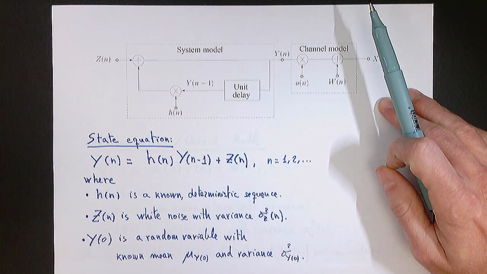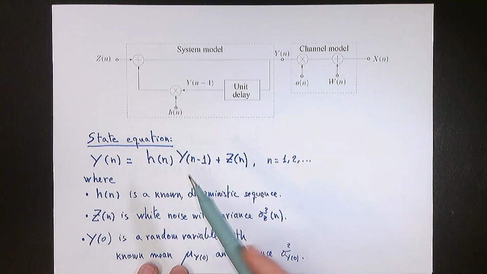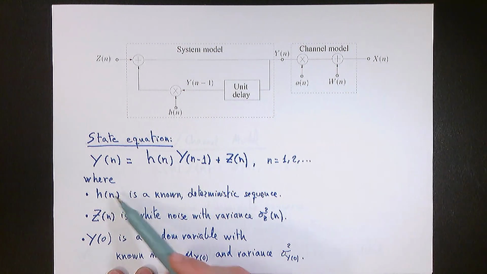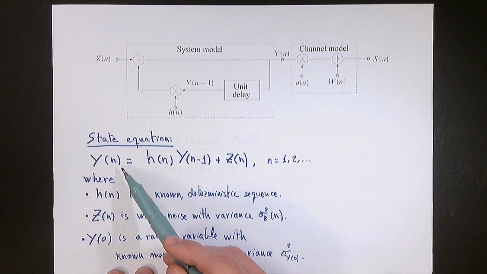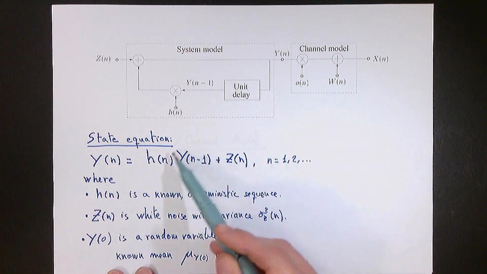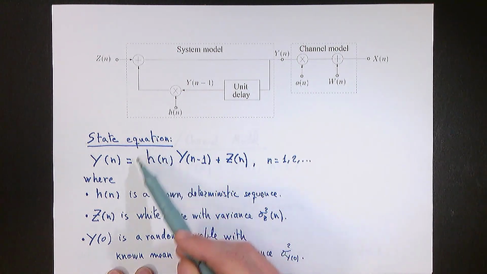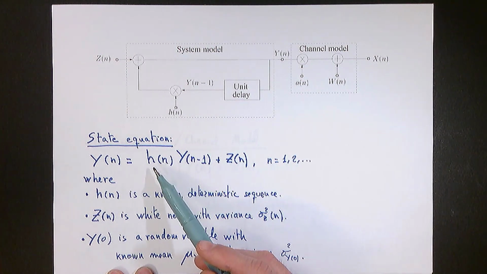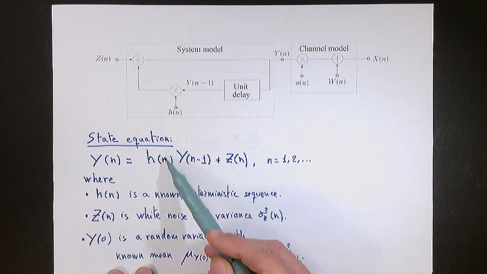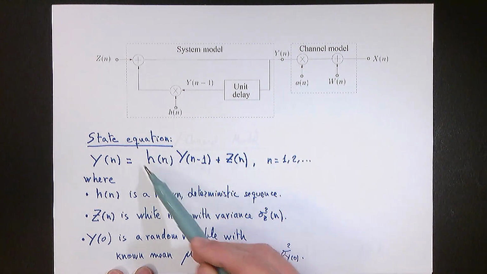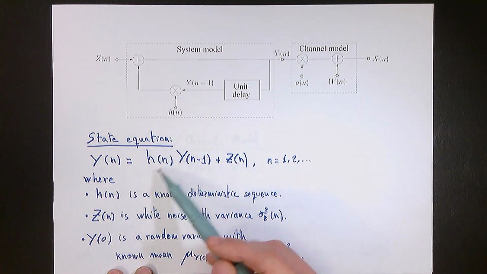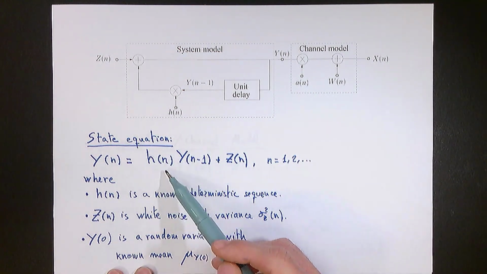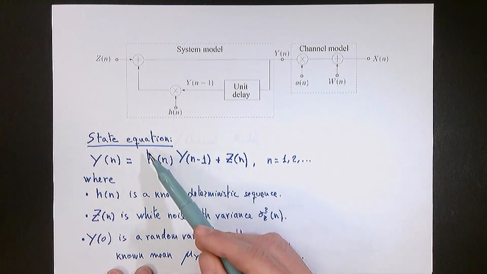If we try to define each of the elements that shows up here, we have that h of n is going to be a deterministic and known sequence. So we're going to assume that we know how much each of the samples of y depends on the previous sample via the sequence h of n. Now notice that the sequence h of n has here an index indicating the dependency on time. This means that although the sequence is deterministic and known, it could be that these weighting coefficients change at each time, but they will do so in a deterministic and known way.